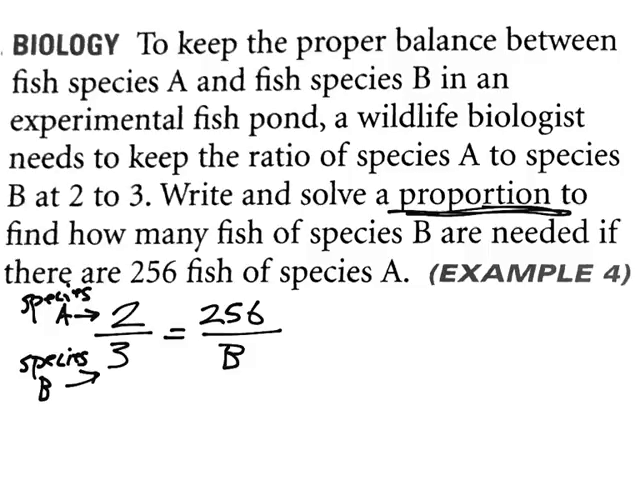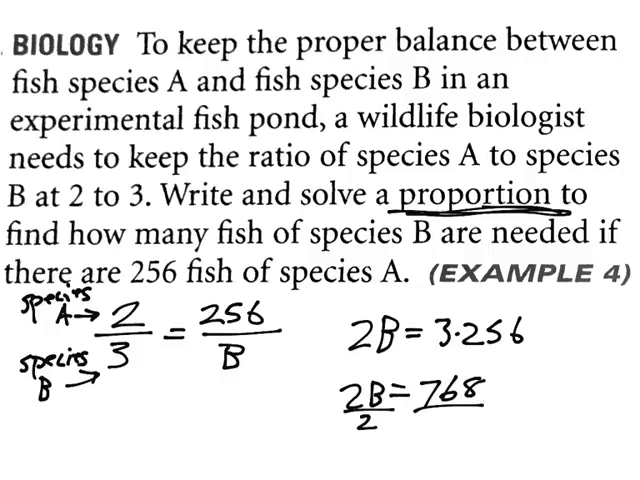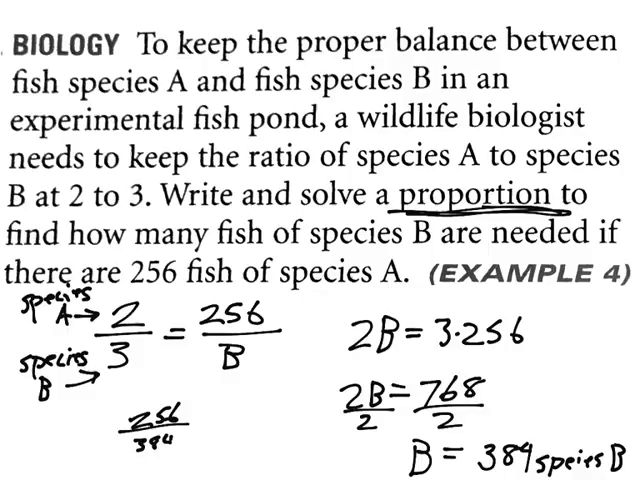You can cross multiply in this case, and you end up with 2B equals 3 times 256, which is 768. Divide by 2 on each side, and B equals 384 of species B. And therefore, if you were to reduce the fraction 256 over 384, it should equal 2/3. And it does.